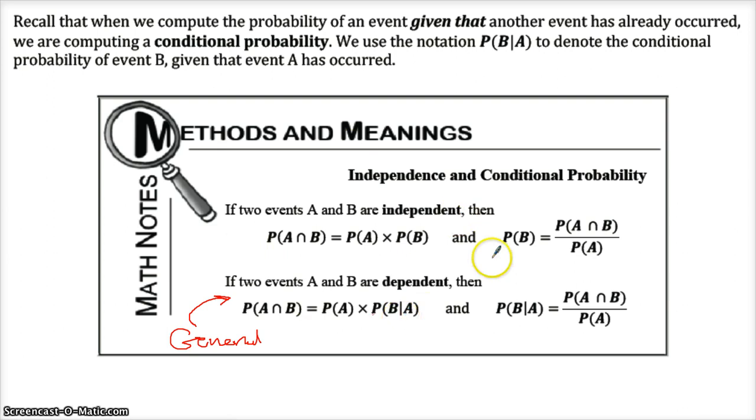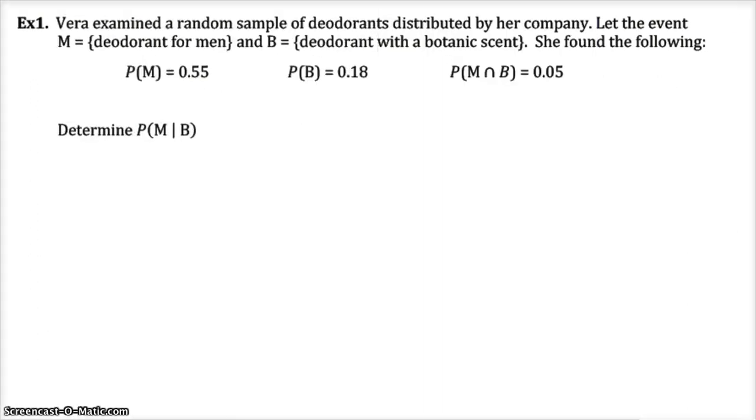Anyway, there's nothing false about this. I think it's a little misleading because the second one is actually the general rule that works all the time. If you don't know if it's independent or not, use the second rule and you'll always be okay. You don't have to know that it's dependent for that to work.